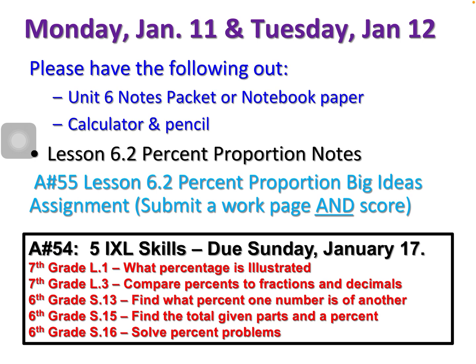Then you're going to do a Big Ideas assignment for homework. We'll talk about that, but you'll need to get a 70% or better in order to get full credit, where you can check your answers as many times as you want. And then you will also begin your 5 IXL skills for the week once again. We're starting that back up, which will be due on Sunday. So if you finish your assignment and have free time, I would recommend that you get started.